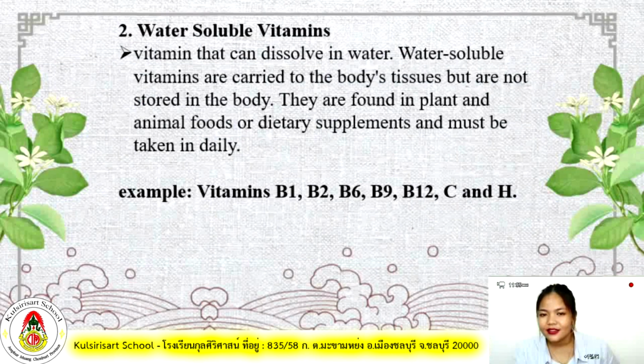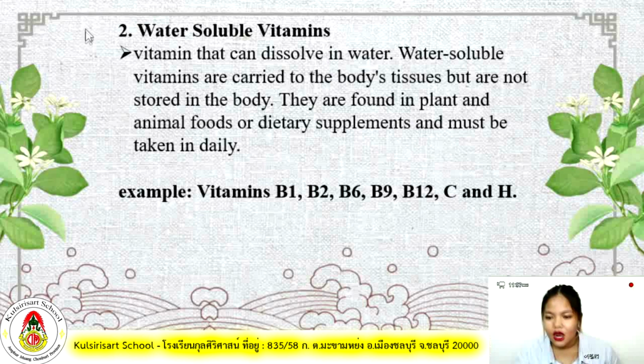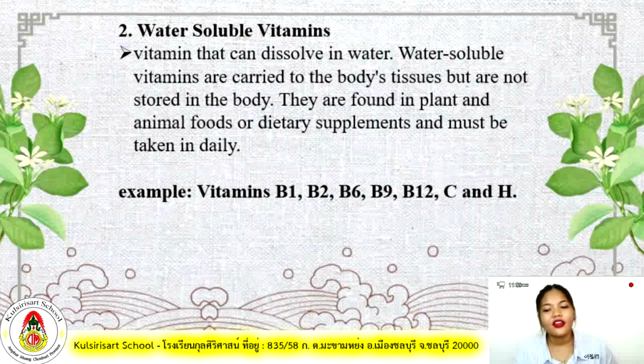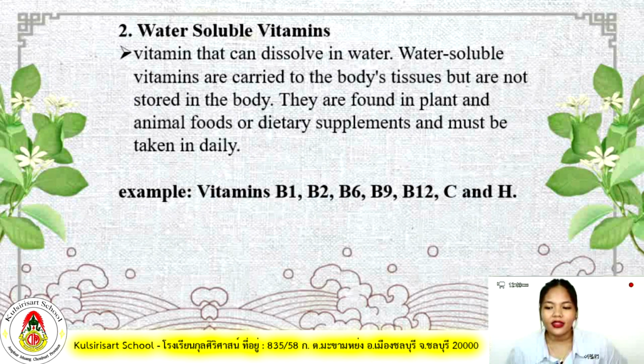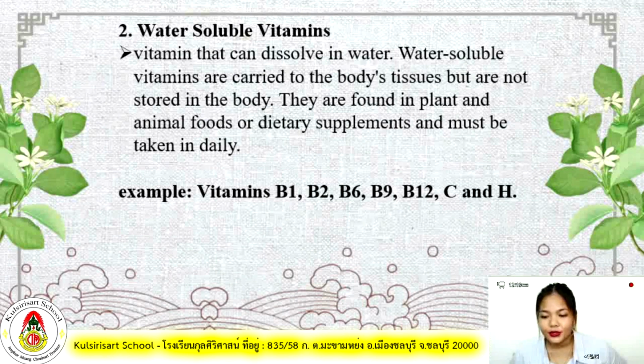The next classification of vitamins is water-soluble vitamins. These are vitamins that can dissolve in water, that's why they are called water-soluble. Water-soluble vitamins are carried to the body's tissues but are not stored in the body. They are found in plant and animal foods or dietary supplements and must be taken in daily.